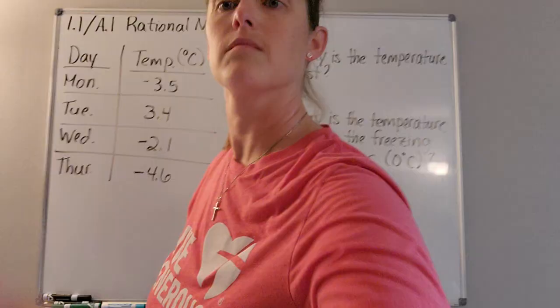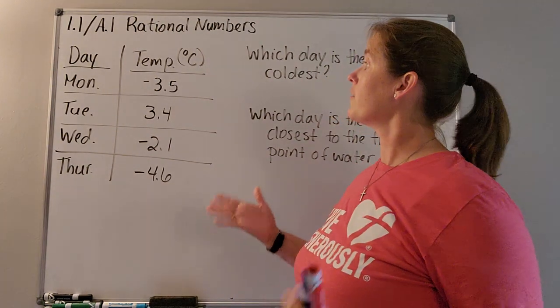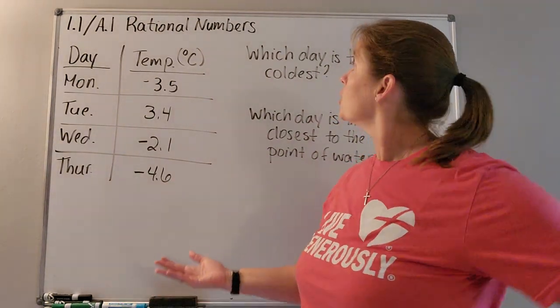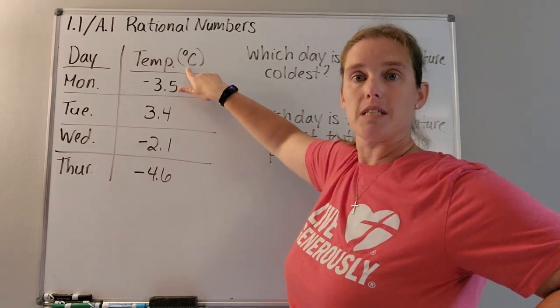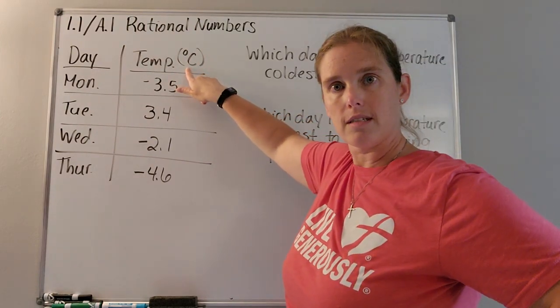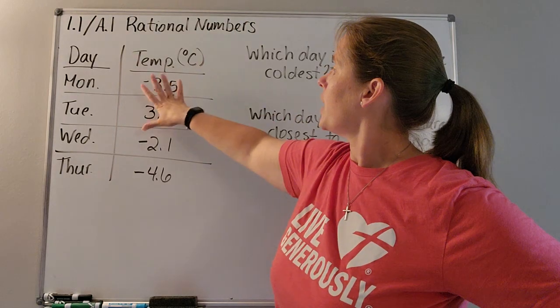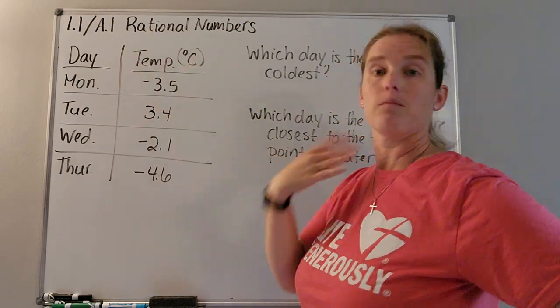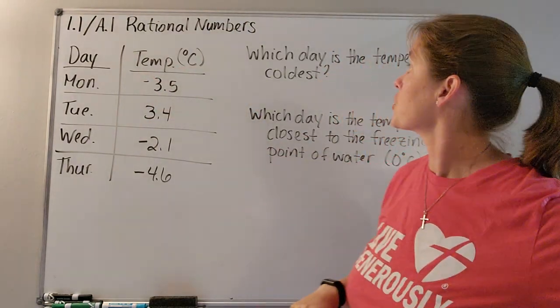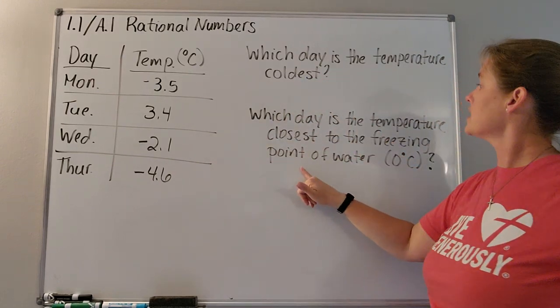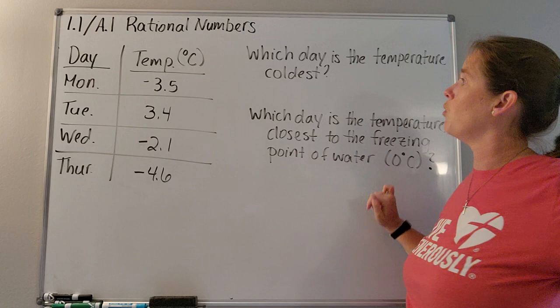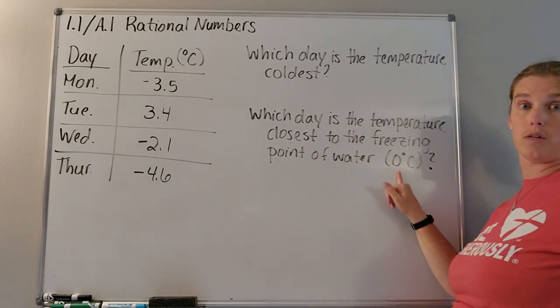Okay, so one kind of practical example here. I've got a table. It's got days of the week and temperatures measured in degrees Celsius, because some parts of the world measure things in Celsius, for a certain location, and those temperatures are recorded for 4 different days. I've got a couple questions for you. Which day is the temperature the coldest? And which day is the temperature closest to the freezing point of water, which is 0 degrees Celsius?